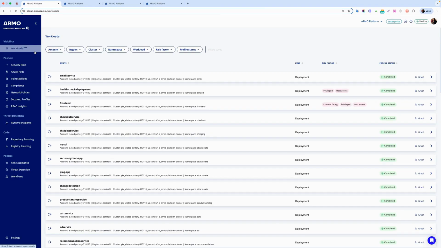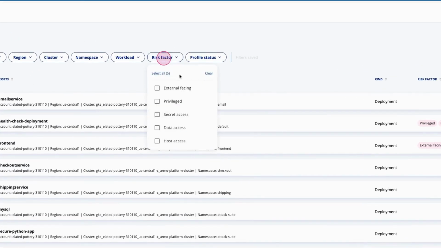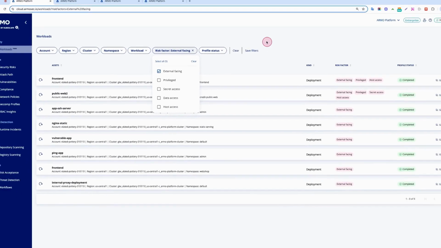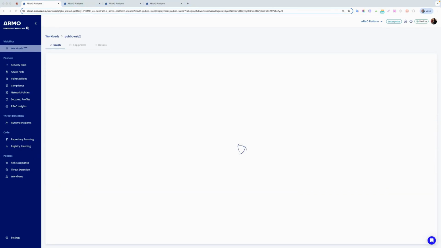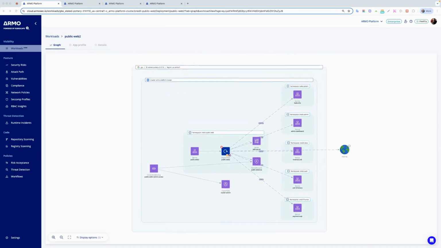This allows you to see how every workload behaves, delve into deployment-level context, and understand how workloads are interconnected. Let's explore the risk filter to see external-facing workloads. Let's further examine the behavior of a specific workload. The real-time security graph visualizes how workloads are connected. After all, security isn't just about what a workload is, but what it's connected to.